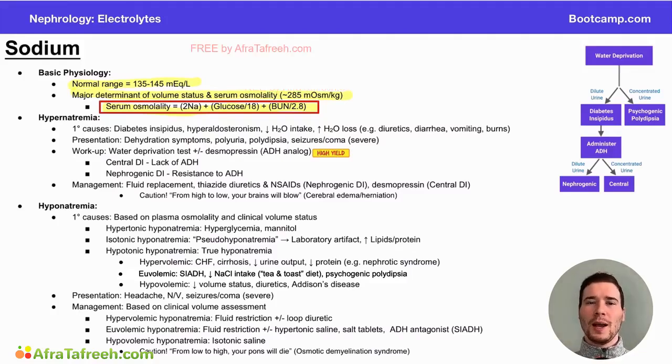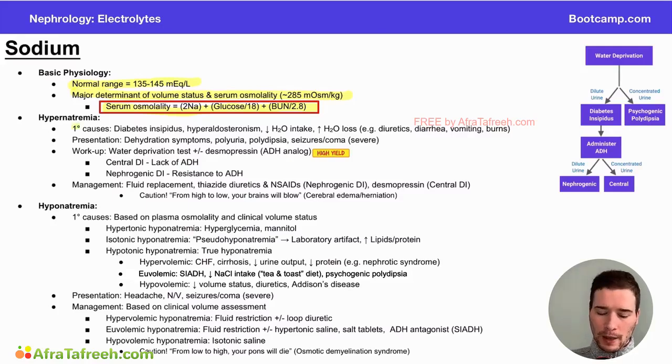So first, let's talk about hypernatremia and some of the primary causes. I think a good way to break these up is to think about extrarenal causes versus intrarenal causes. That is, things that occur within the kidney, or things that occur outside of the kidney to cause this presentation in a patient.